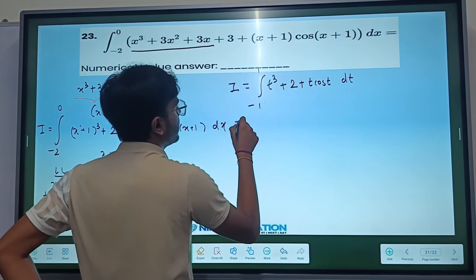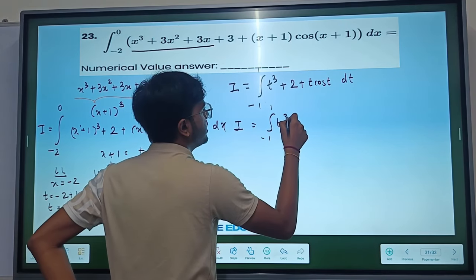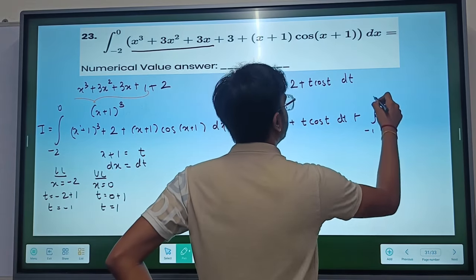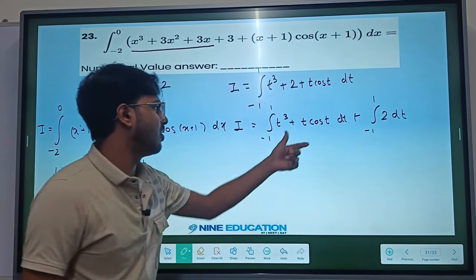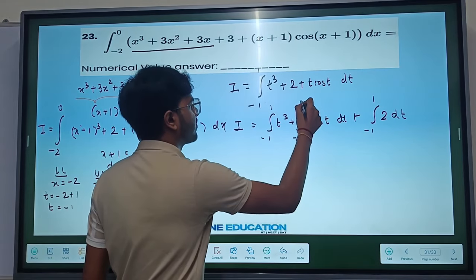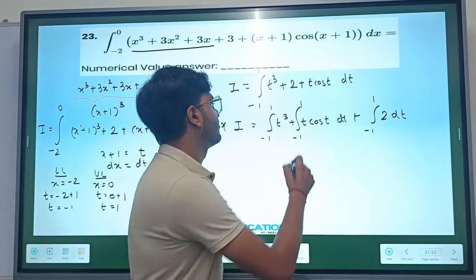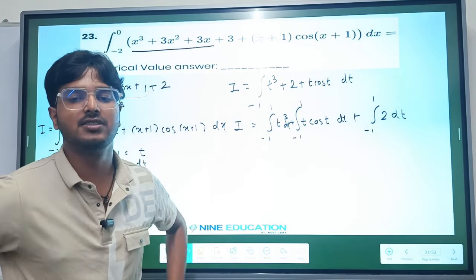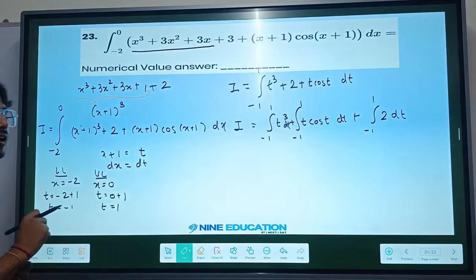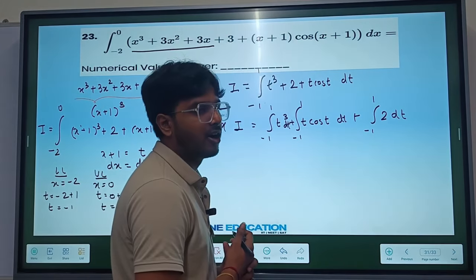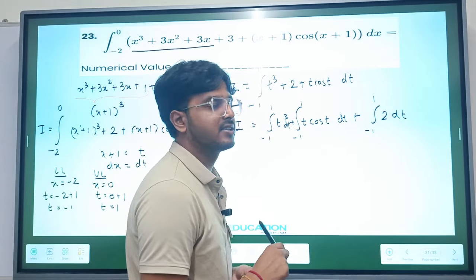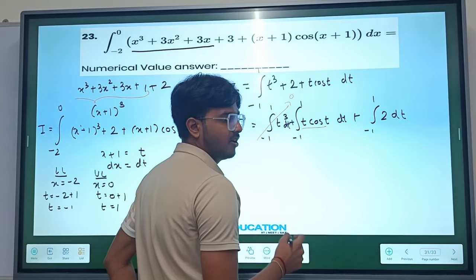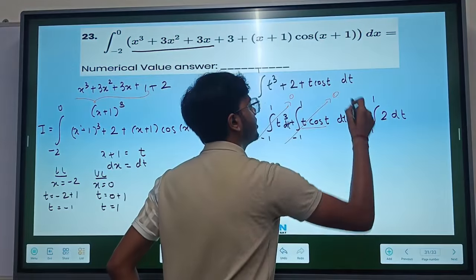Now can I further separate it as integral from -1 to 1 of (t cube plus t) cos t dt plus again integral from -1 to 1 of 2 dt. You can solve each one of them separately as well, or if you think a little bit, t cube is an odd function. With limits from -a to a, try to figure out if it is an odd function or an even function. t cube, odd function. Odd function, if you integrate from -a to a, it will give you a 0 value. Again, this is also an odd function, yes or no? Cos is even, t cube plus t is odd, so the product is an odd function, it will give you a 0 value.